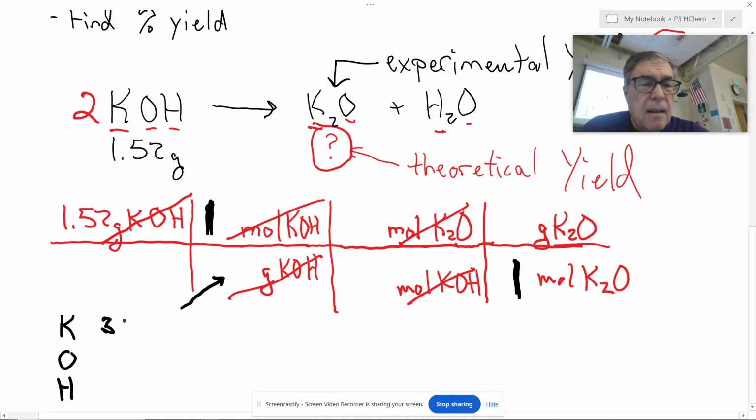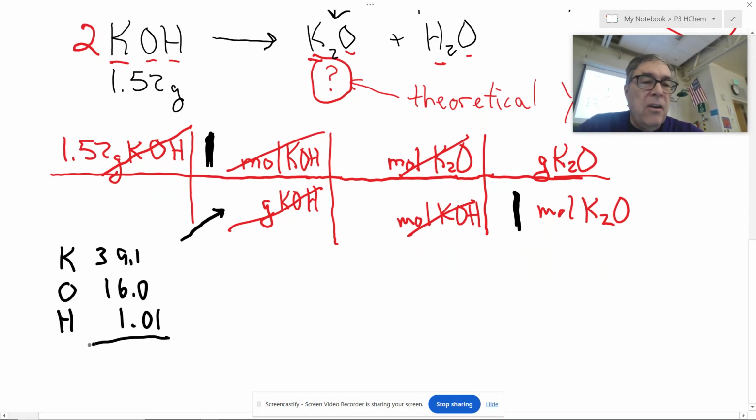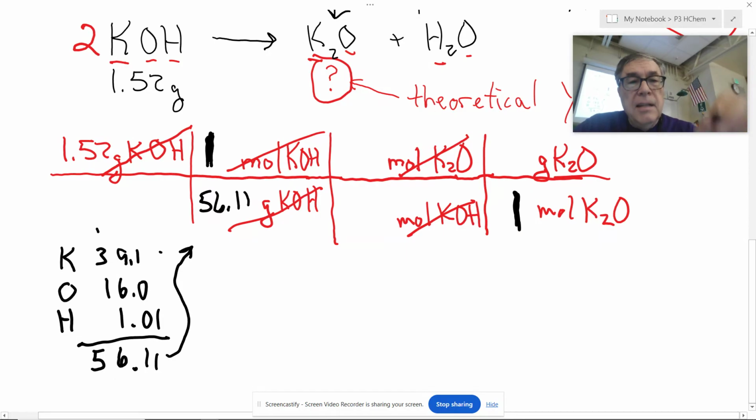So 39.1 is the molar mass of potassium. Oxygen is 16. Hydrogen is 1.01. So we should be able to simply add those together and get, is it 56.11? So that's the number I'm going to put here for the molar mass. 56.11.